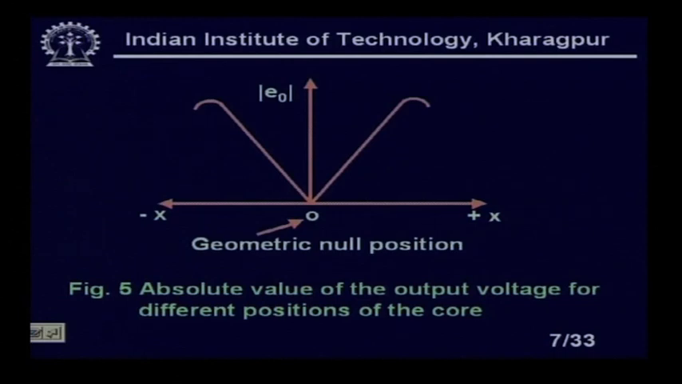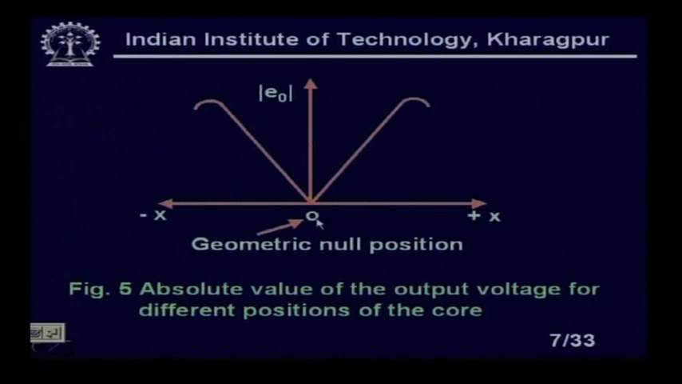clear. So, you see we are getting a linear curve, that means the relation between the displacement and the output voltage, when the secondary is in series opposition, is exactly a linear relationship. So, at the geometric null position, you see we are not getting an output voltage. Now, what is plus x, what is minus x.